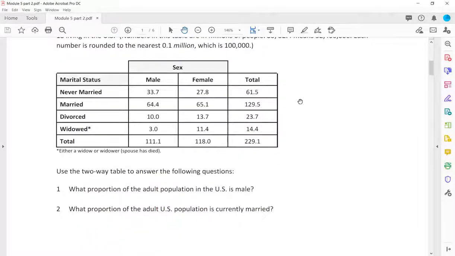There are the following questions. The question says, use the two-way table to answer the following questions. First of all, what proportion of the adult population in the US is male? And second, what proportion of the adult US population is currently married? So let us go to the board, write these down, then analyze the data that we have.